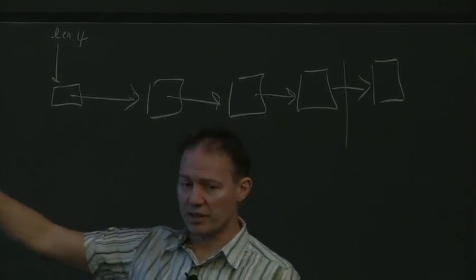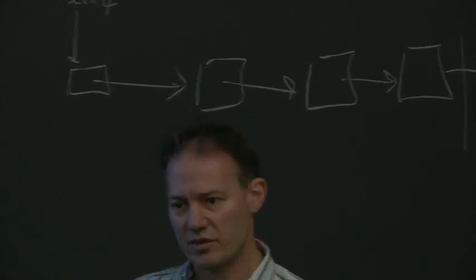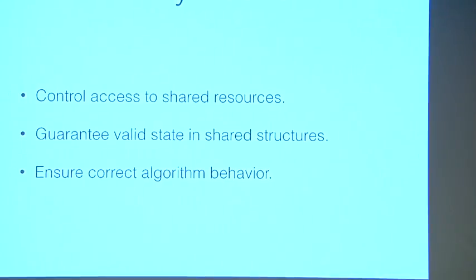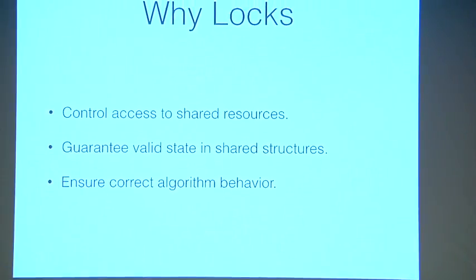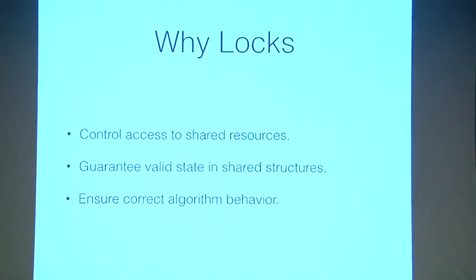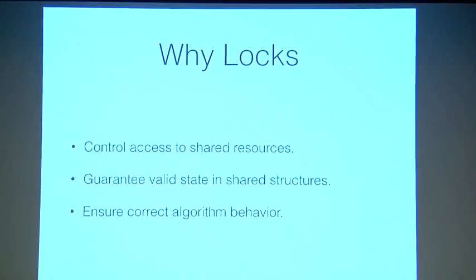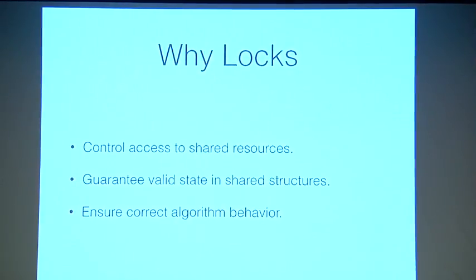And then the final thing is, sometimes we have an algorithm where we have multiple things communicating. We need to use locks to make sure, not just that the data structures that they're sharing are valid, but that the algorithm behaves correctly in cases where we need to make sure that, for example, one thread is working on one piece and other threads are waiting until that work is done before they proceed.